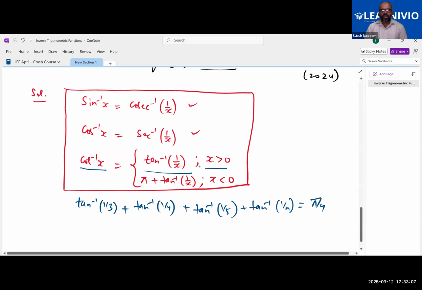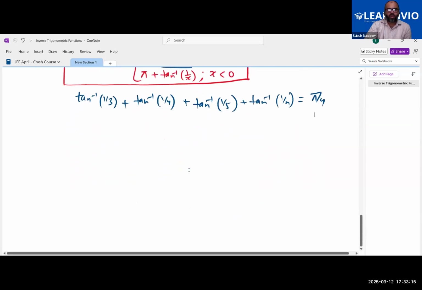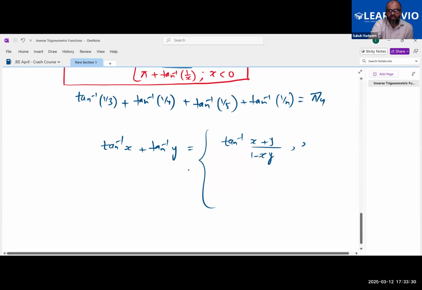So that question we change it like this. Why are we changing? Because we generally remember the formula of tan inverse x plus tan inverse y. And what is that formula? That is again a very important formula: tan inverse x plus tan inverse y is equal to tan inverse (x plus y) by (1 minus xy), if x and y are positive and x multiplied with y is less than 1.